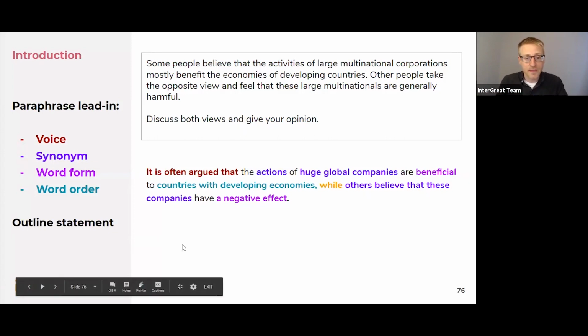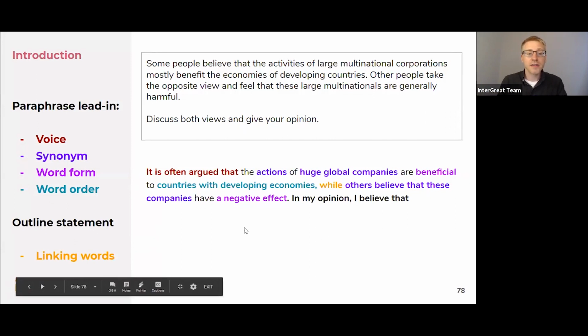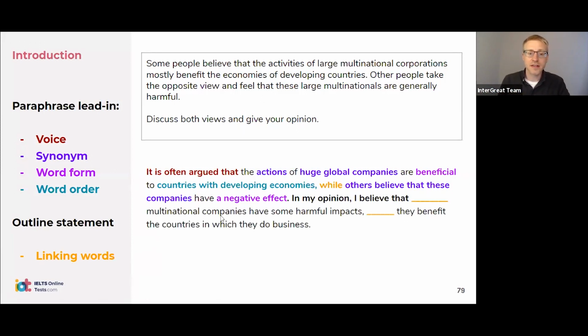The outline statement, we want to introduce, make it very clear, in my opinion, I believe that, and we want to show both sides. So I believe that multinationals have some harmful effects, but they benefit the countries in which they do business. Aizan, you can definitely give your opinion at the beginning. That's fine. Now, I'm saying, yes, there are some harmful impacts, but my opinion is that they benefit the countries.